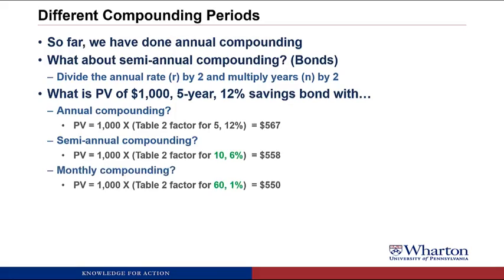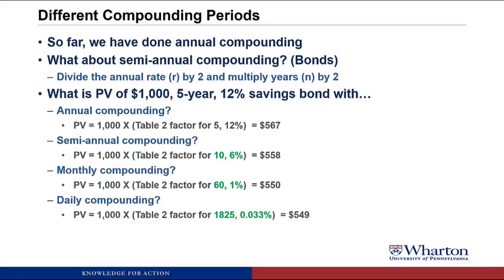You could do this with monthly compounding, where now you would divide the interest rate by 12, so instead of 12%, it would be 1%. You'd multiply the number of periods by 12, so instead of 5 years, it would be 60 months. We would get a present value of 550. You could even do daily compounding. So take the 12% interest rate and divide it by the number of days in a year, which I think is about 365. Take the 5-year period and figure out the number of days, 1825, and basically figure out what's the present value if you had daily compounding of interest, which would be at the daily interest rate for the number of days, and you end up with 549.